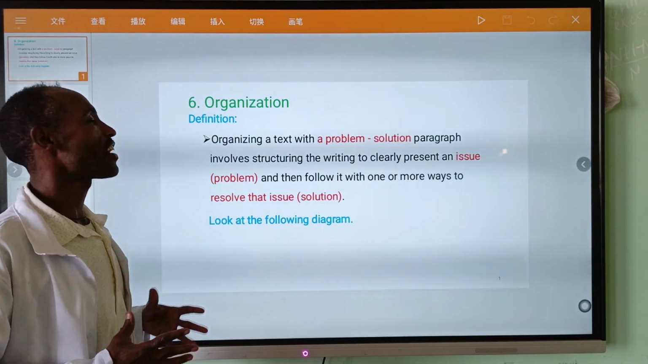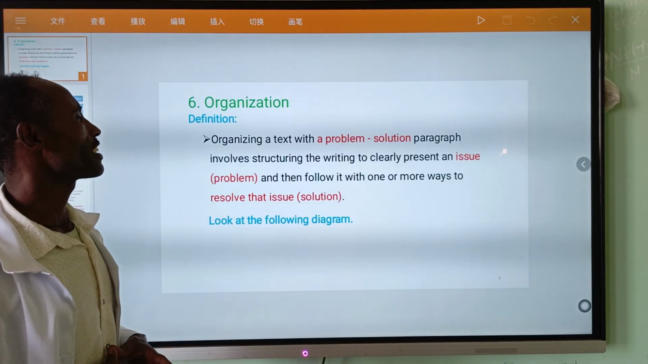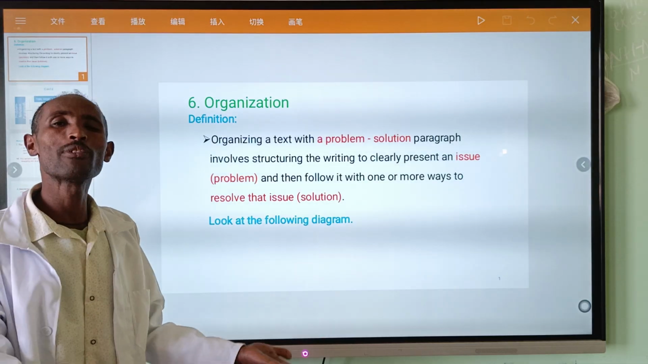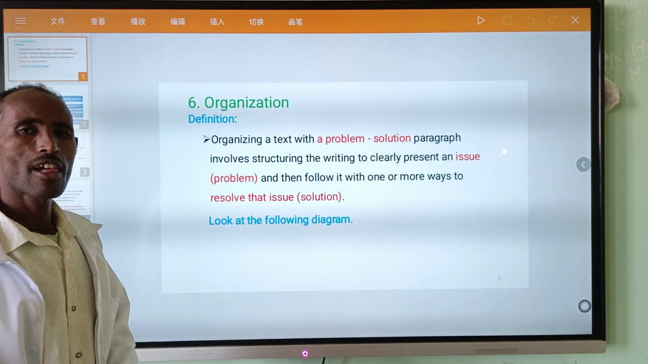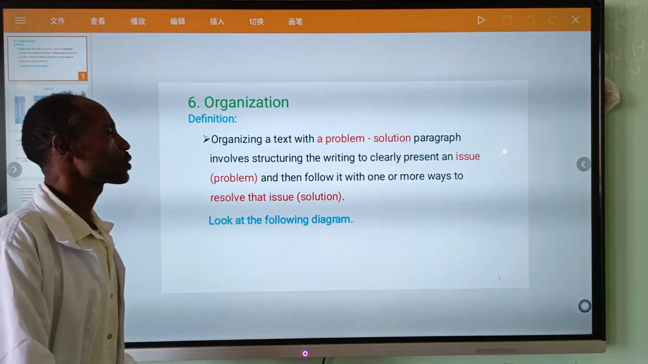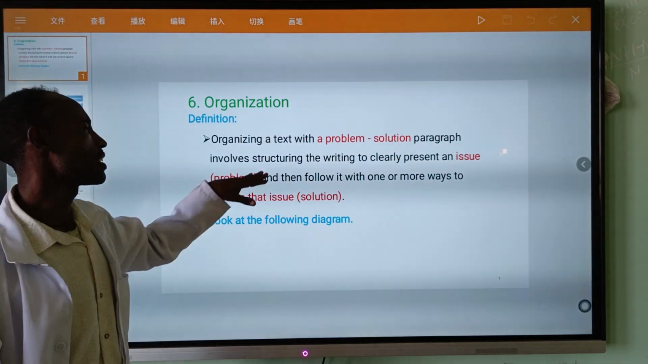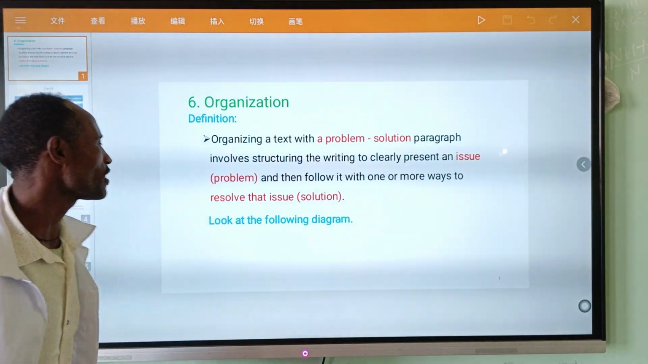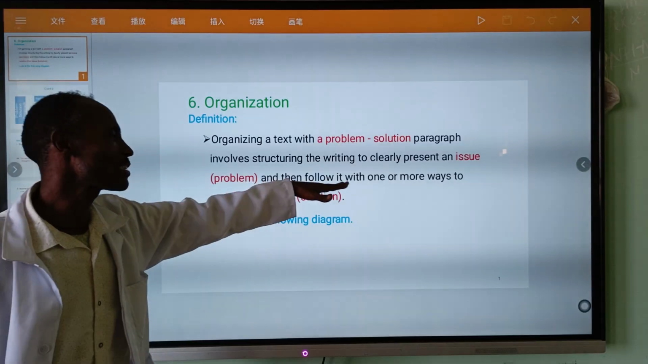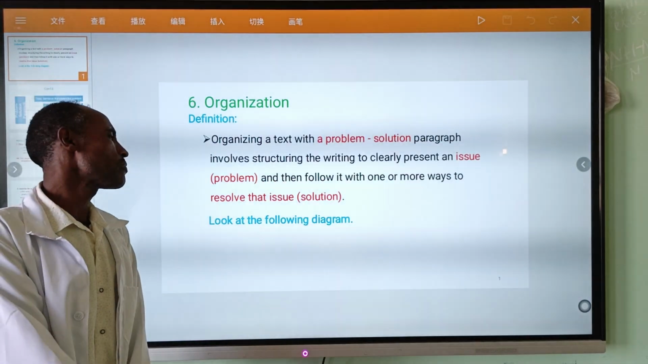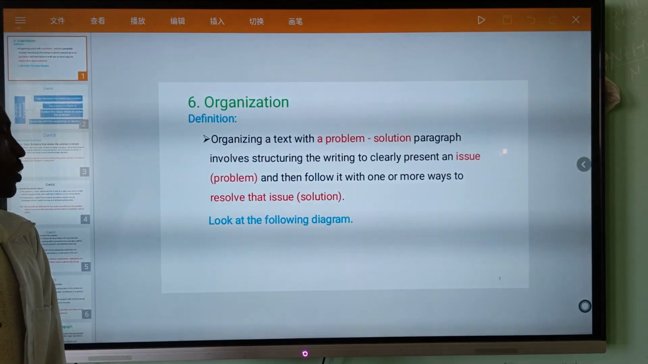organization. When we define organization, it is organizing a text with a problem solution paragraph. Organizing a text with a problem solution paragraph involves structuring writing to clearly present an issue or problem and then follow it with one or more ways to resolve that issue, or solution.